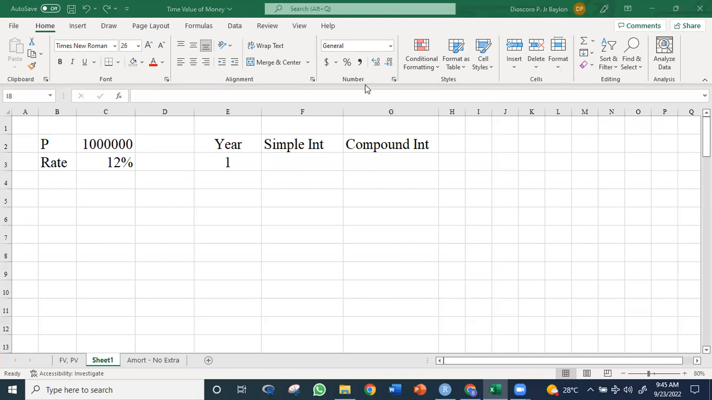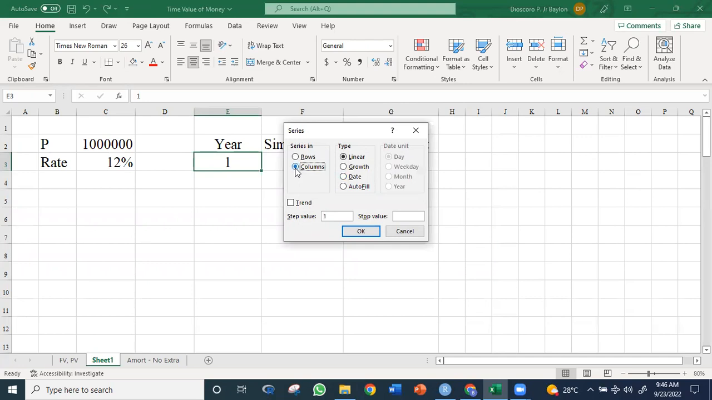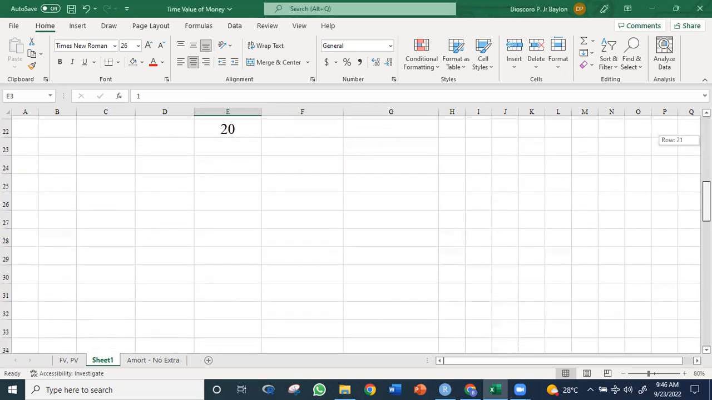Okay, my question is for Patricia, we'll go there in a while. Let me just make sure that you got the year 1 to 20. So let me illustrate that again. Home, be sure you have your 1 here, and then Home, and then here Fill, Series, and then in columns, and I want the stop value to be 20. There you go. So that's 1 up to 20.